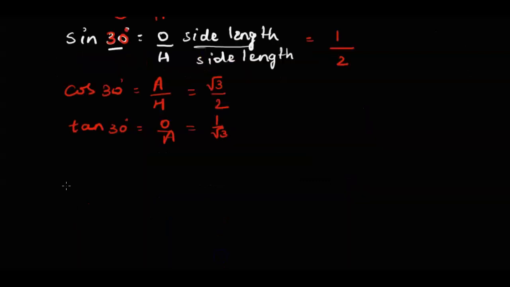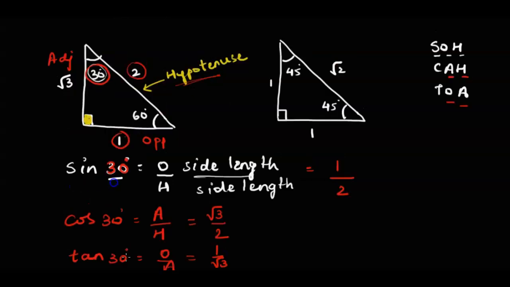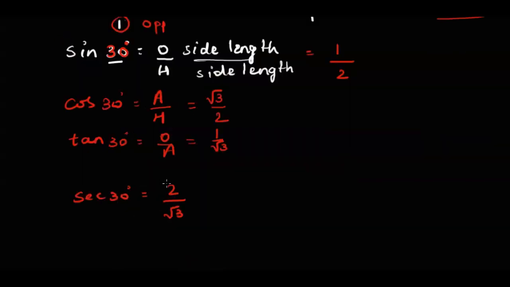If we want to find out what is secant theta, we know secant is the reciprocal of cosine. So if cosine is adjacent over hypotenuse, secant will be hypotenuse over adjacent. Therefore, secant theta is going to be hypotenuse over adjacent. So 2 over root 3. And similarly, we can find out the rest of the ratios.